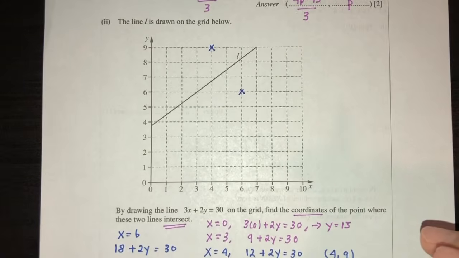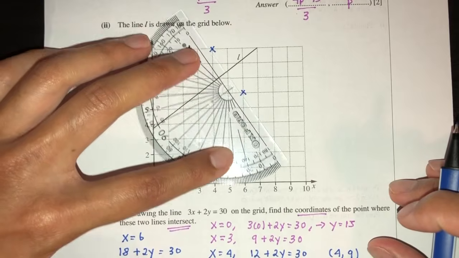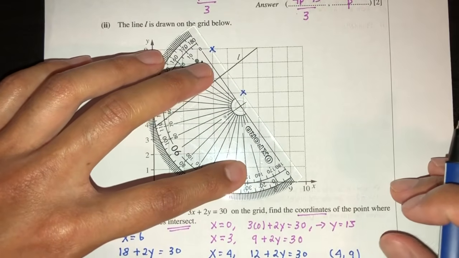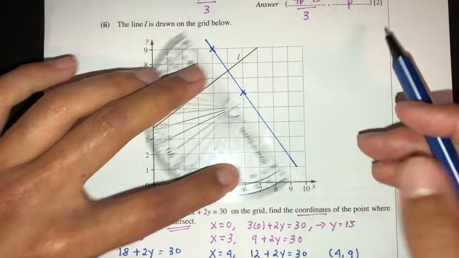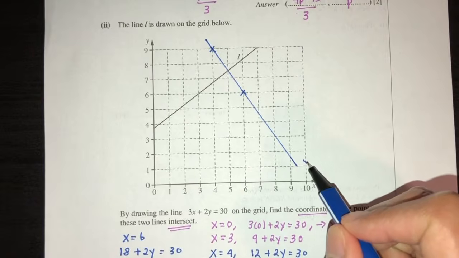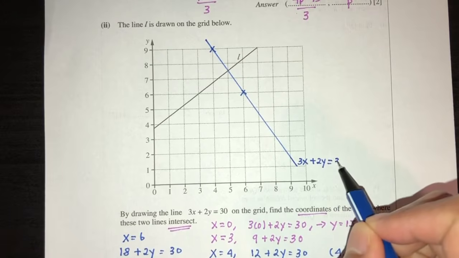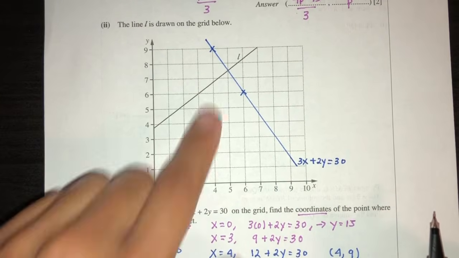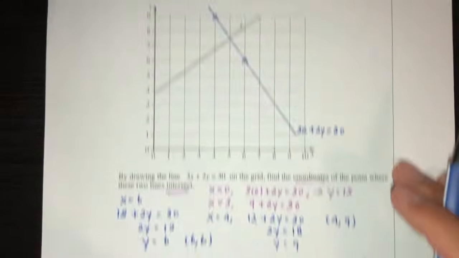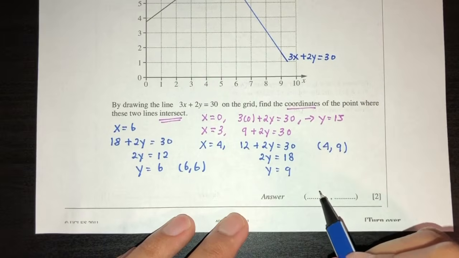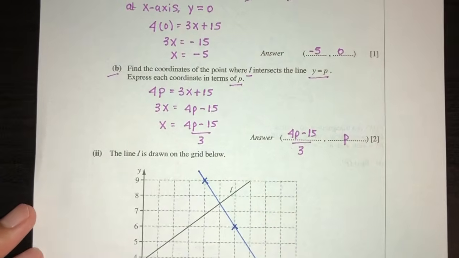Okay, so now by joining these two, we have to see where the solution is for this intersection. Okay, this is your line 3x plus 2y equal to 30. Now, what is this point of intersection? You will see this point is (5, 7.5). So you will write according to your graph, that will be (5, 7.5). And that will be question number 2.